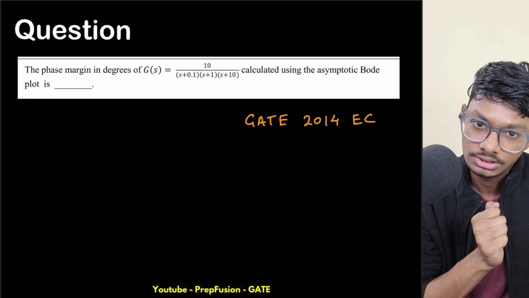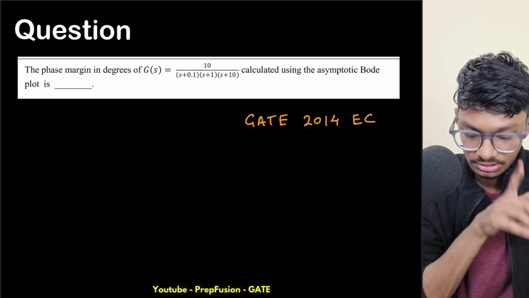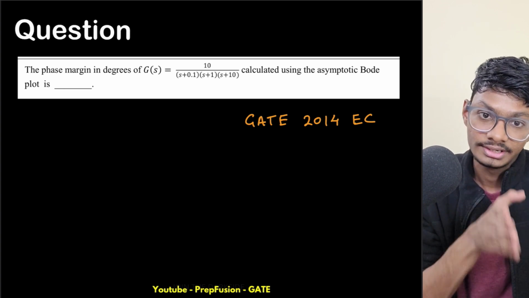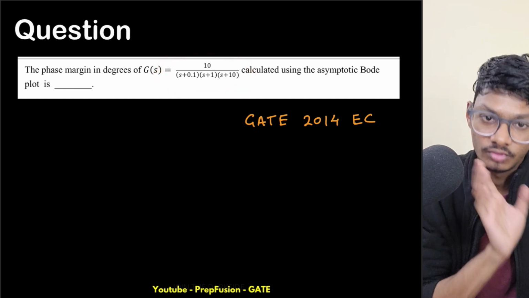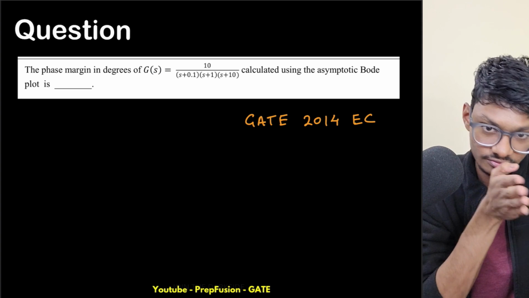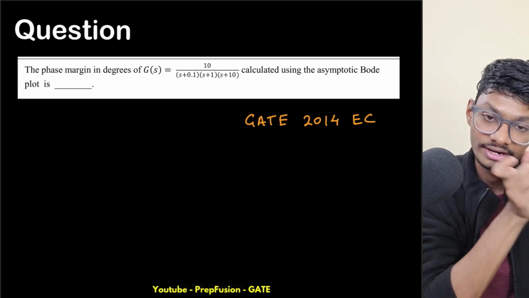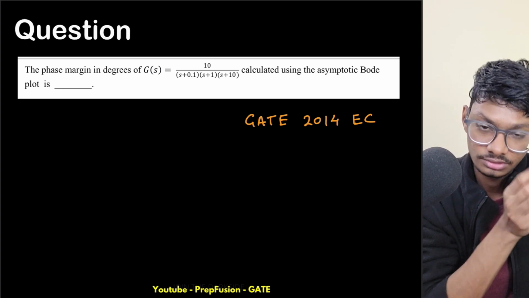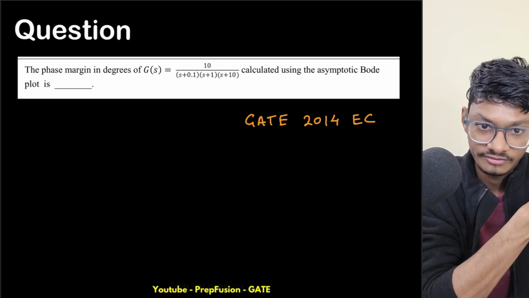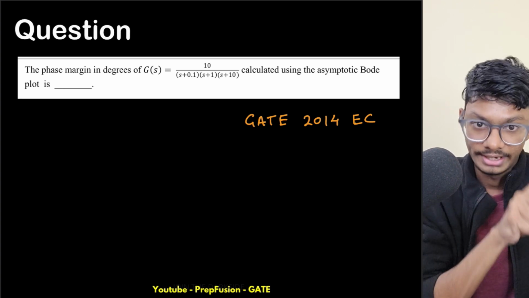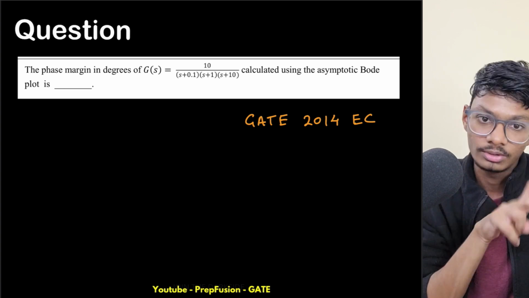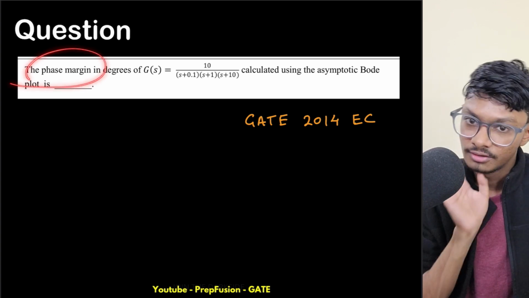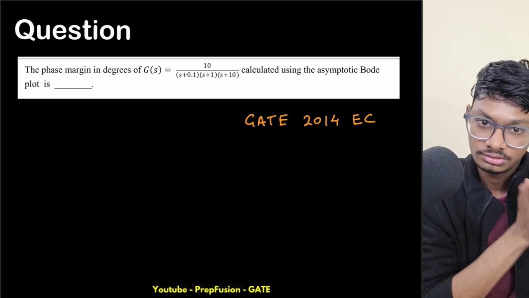How to calculate the phase margin? For phase margin, first I have to know where the magnitude of this function is 1. At which location is the magnitude of the function 1? After I find the frequency, I will go to the Bode phase plot and identify the phase at that frequency, and with that phase I will add plus 180, and that will be my phase margin. So this is the simple procedure that we'll follow.